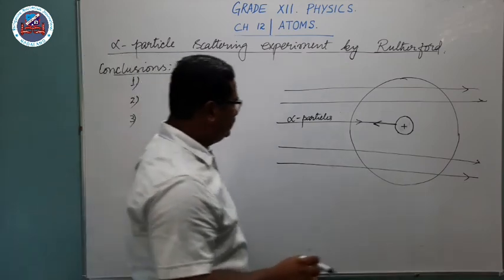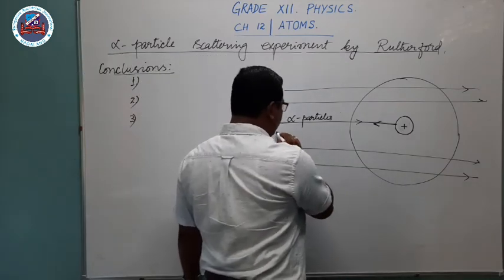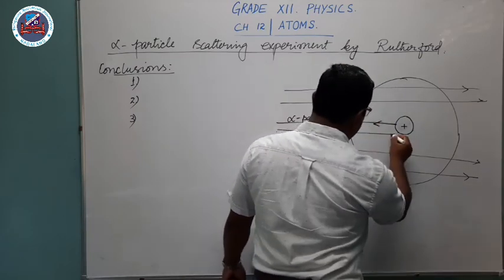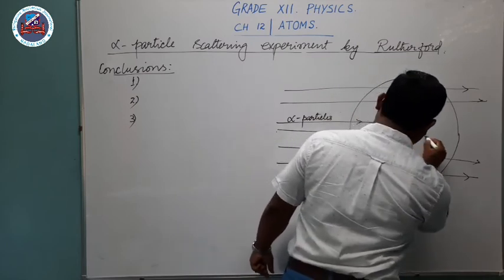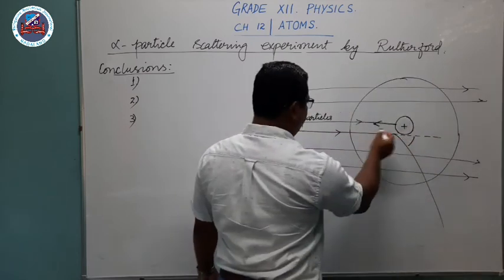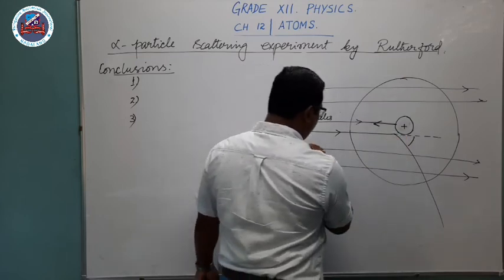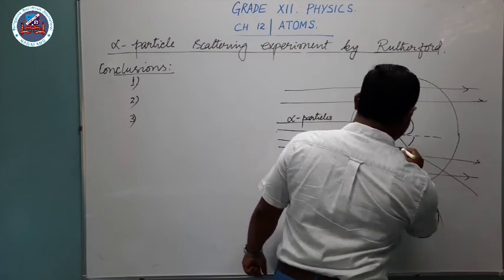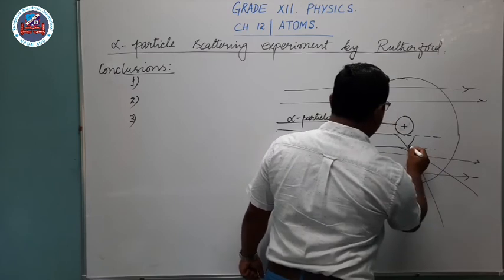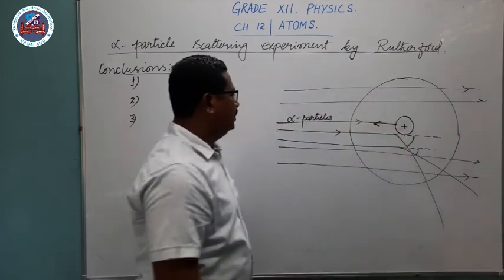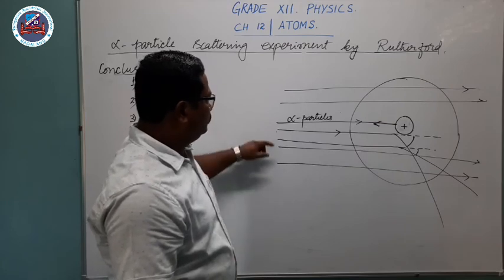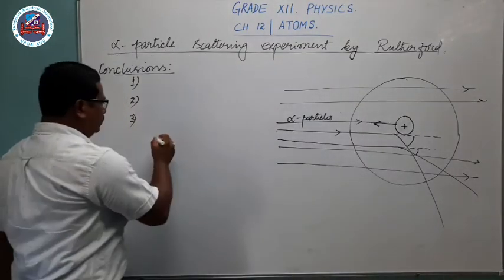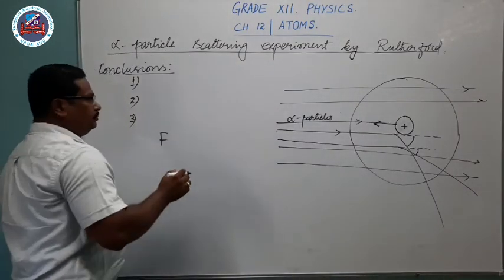The third point says that as the alpha particles went nearer to the nucleus, towards the central core, the deflection angle became larger and larger. As it comes nearer, the angle becomes larger. If you go away from it, the deflection angle is a little less. This deflection angle is less, but if you come nearer, the deflection angle becomes more and more. Now this deflection was explained by using Coulomb's force between two charged particles.